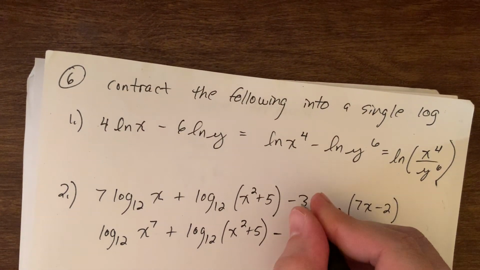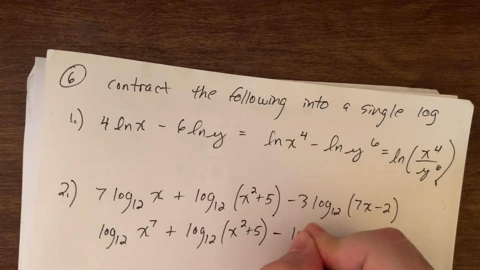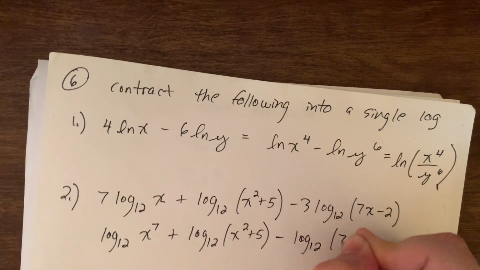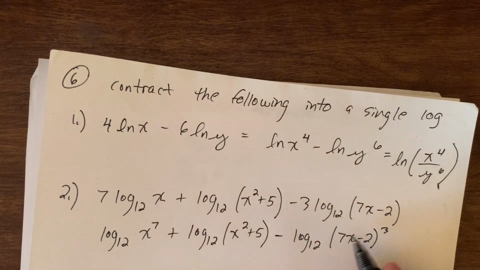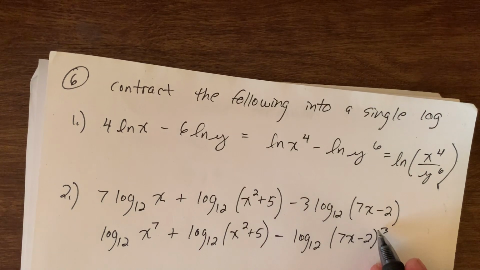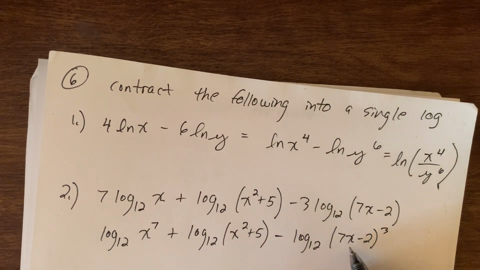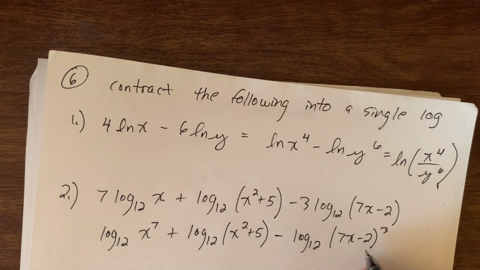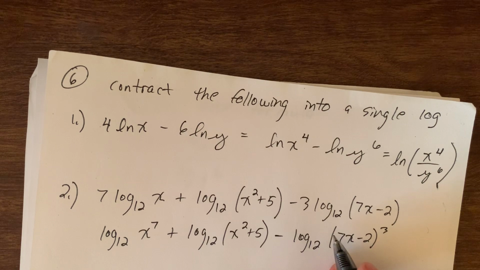Minus this 3 inside. Can't apply to both. Has to be applied to everything. And remember, what I'm saying here, it's not 7x cubed minus 2 cubed. That's not how it works. You'd actually have to FOIL it out. 7x minus 2 times 7x minus 2 times 7x minus 2. But we don't want to multiply it out. We just want to leave the exponent on everything.